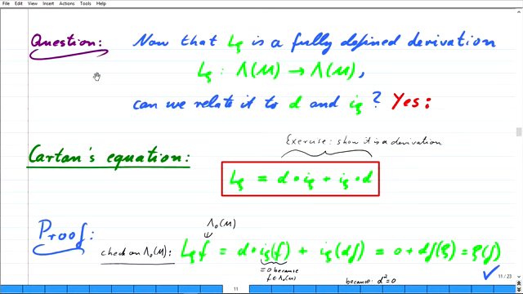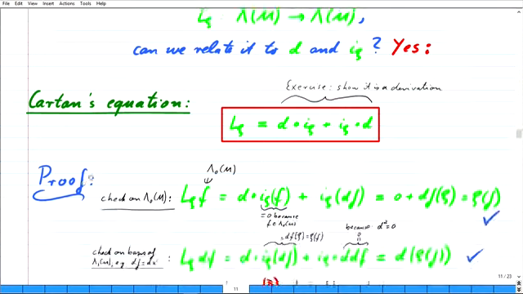So now that the Lie derivative is a fully defined derivation, can we relate it to the exterior and the inner derivation? Okay, see, we didn't really rely on inner derivation just yet. We've defined how it acts on zero forms. We've defined how it acts on the basis of one forms. That defines it everywhere on the differential forms. What's the relationship to the exterior and inner derivation? Here is the spoiler again. The Cartan equation is relating the above defined Lie derivative to the inner and the exterior derivative.